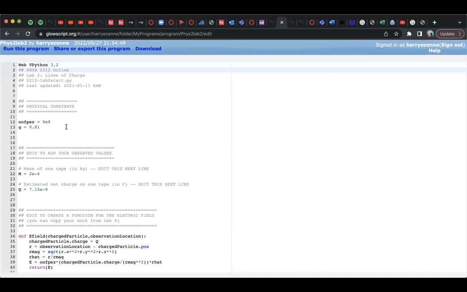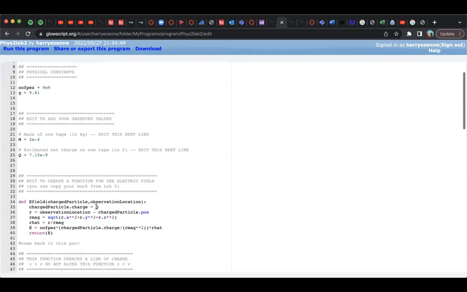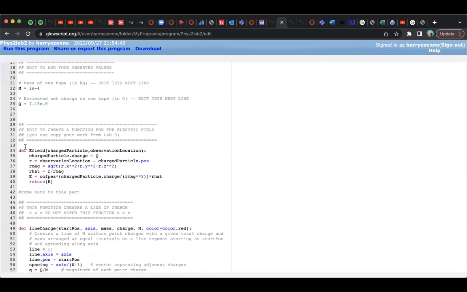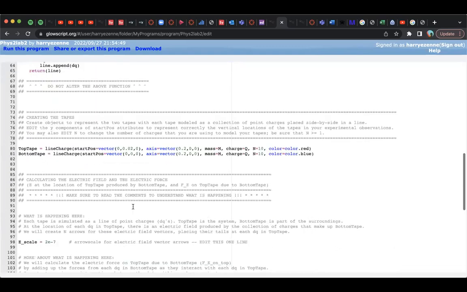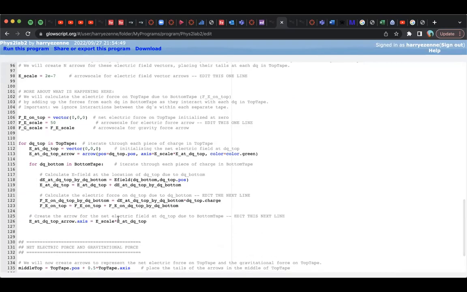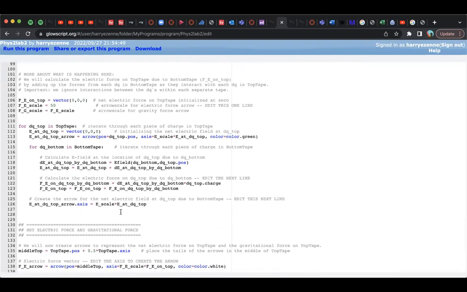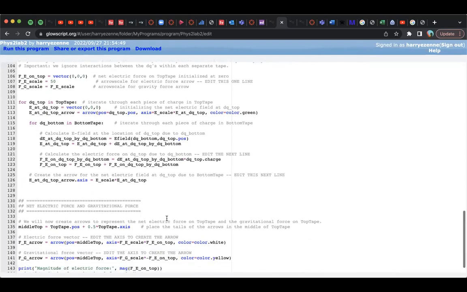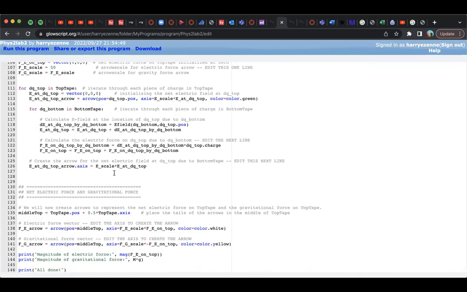So here's my code right here. This is where I initialize the values. This is where I define the formula for the electric field to be used later on in the for loop. There is the E scale and the FE scale. This is the for loop that I was talking about. And this is where I calculate the electric force using the electric field. And it looks like this.